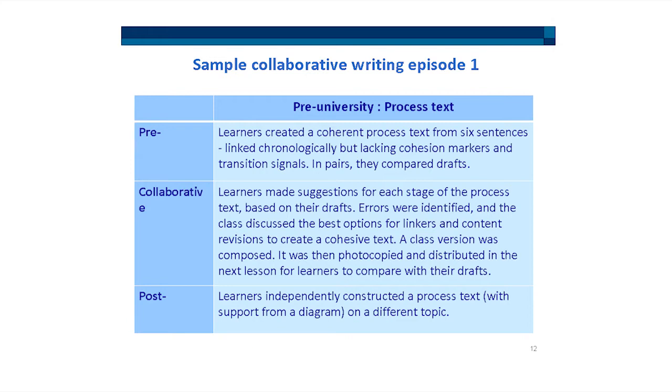In the pre-phase, learners created a coherent process text from 6 sentences linked chronologically but lacking cohesion markers and transition signals. So they got the 6 bold sentences, they had to put them in order and add some cohesion markers and transition signals. And this was their draft, which they compared with a partner.